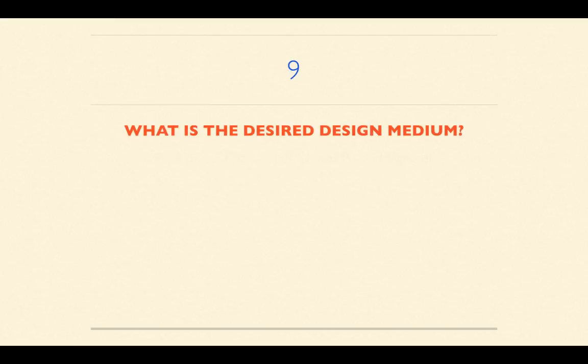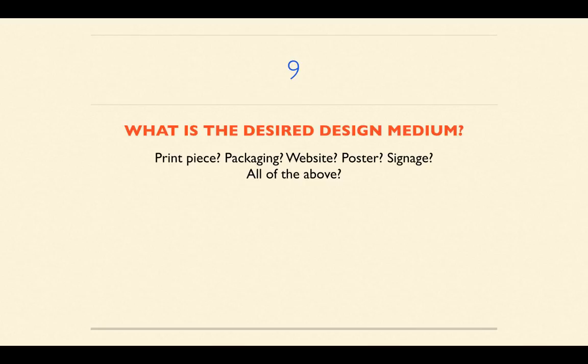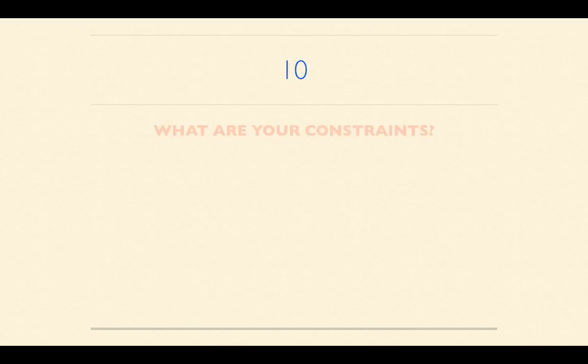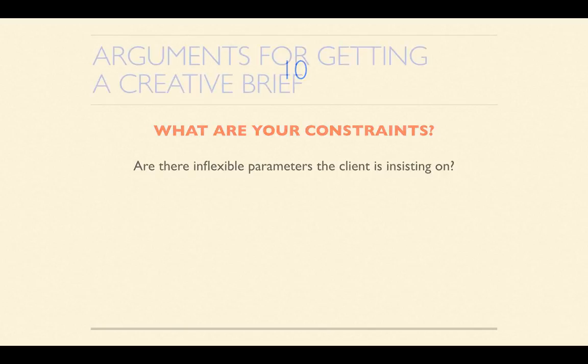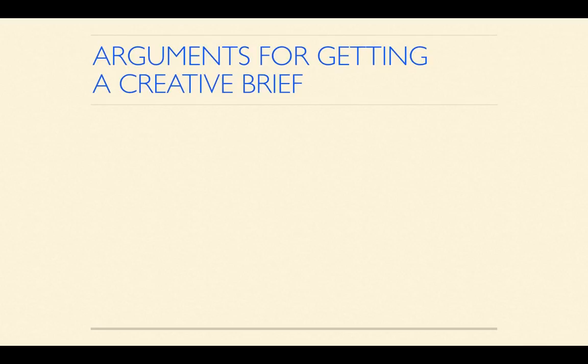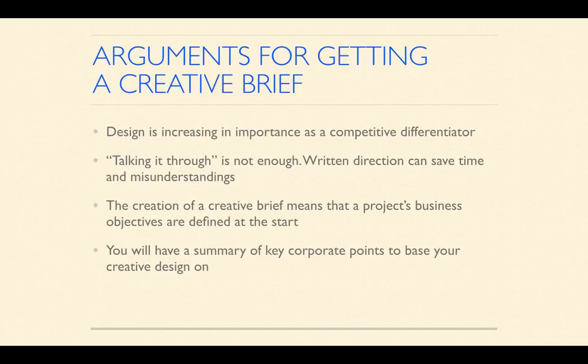What is the desired design medium? Is it a print piece? Are you doing packaging? Is it a website? Is it a poster? Is it signage? Is it everything? What are your constraints? Are there any inflexible parameters the client is insisting on? Like, there's something that absolutely has to be in the logo. Let's say maybe they insisted on having sheep in their logo or something. So why would you need that? These are just some things for that.